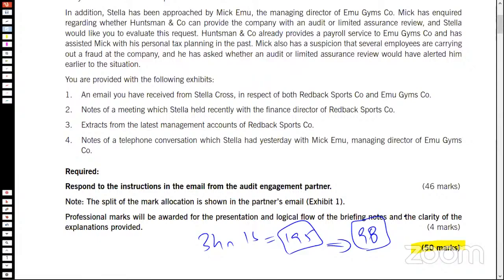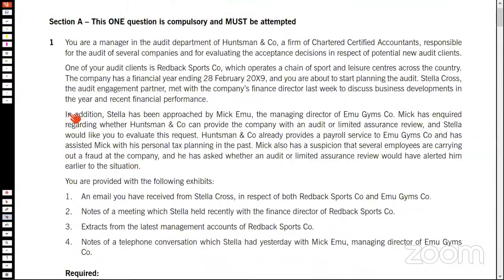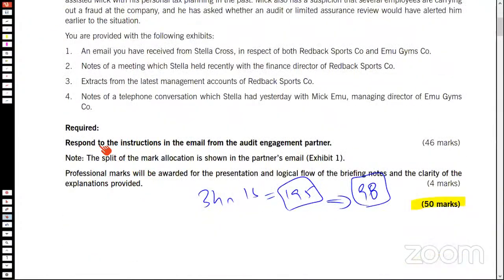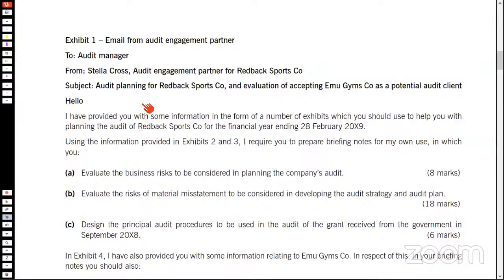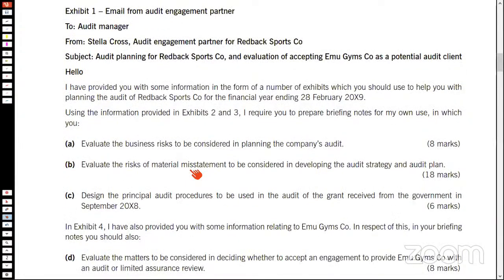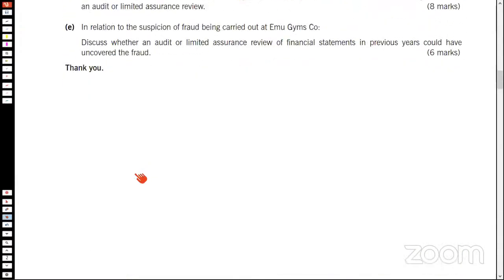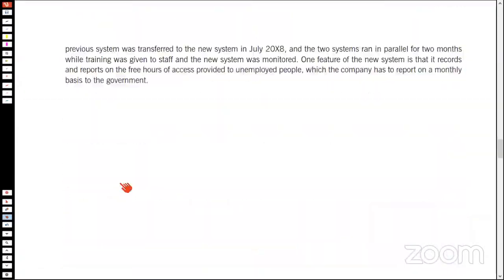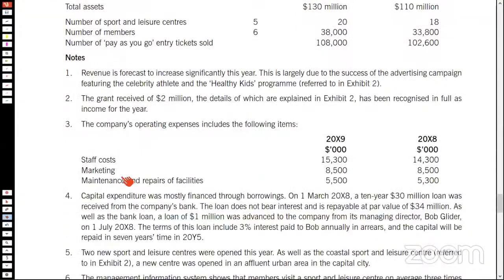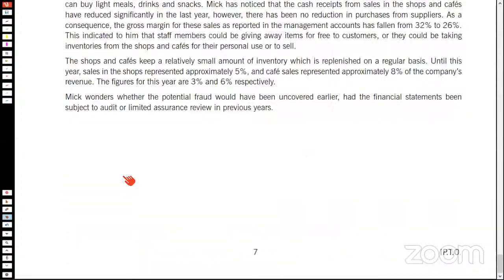This is a typical question number 1. In the typical examination structure, there is a brief overview about the company. After this brief overview, they require you to respond to the instructions in the email from the audit engagement partner. Then there is an exhibit which gives you the email you have received, mentioning all of the requirements. Then the actual question starts, with the various exhibits which are part and parcel of the question: exhibit 2, exhibit 3, exhibit 4, exhibit 5, and so on.